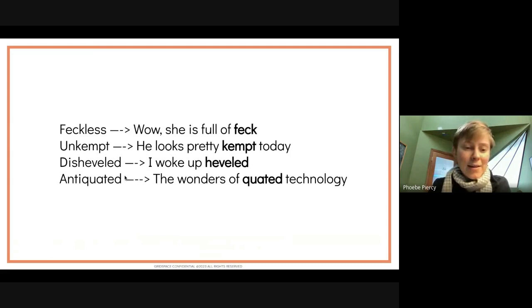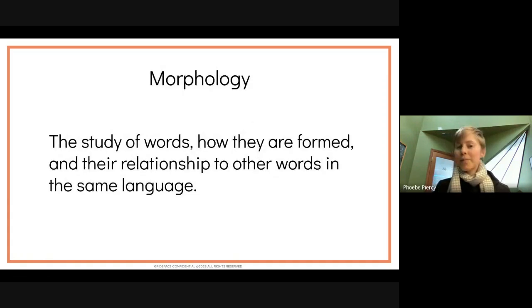So in this way, if you were to try and create hard and fast rules in language about how you build up words, sometimes they don't apply. These actually look like they should be pairings of two words, but it's not pairings of two words. It is a single word. And if you were to try and split it up, you would just end up with things that make no sense. So all of this is the field of morphology. It's the study of words, how they're formed, and their relationship to other words in the same language.